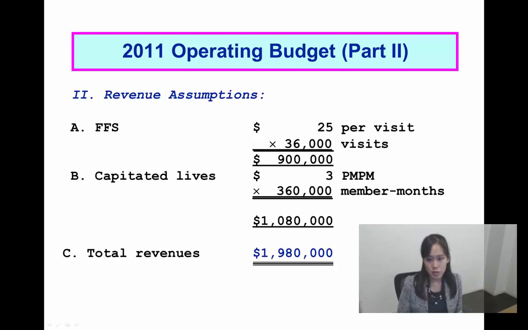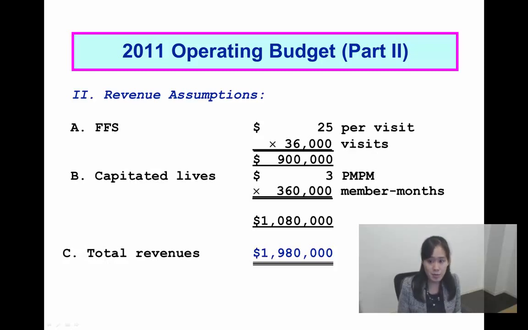The next step is to forecast revenues. You forecast revenues using your expectations on the volume in addition to your pricing expectations. For the fee-for-service patients, we know that they pay on a per-visit basis, and Carroll Clinic expects to charge them $25 per visit. So if there's 36,000 visits from the fee-for-service patients, multiply that by 25, and we get a total of $900,000 of revenue coming from fee-for-service patients.